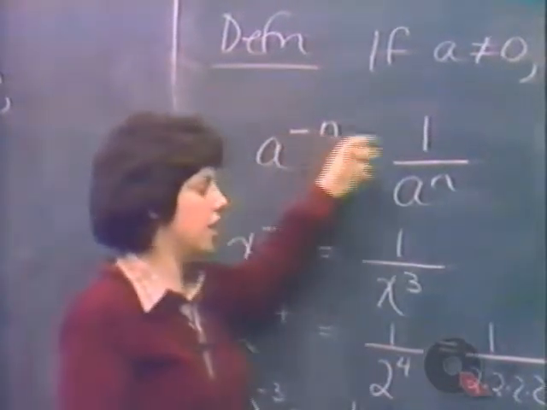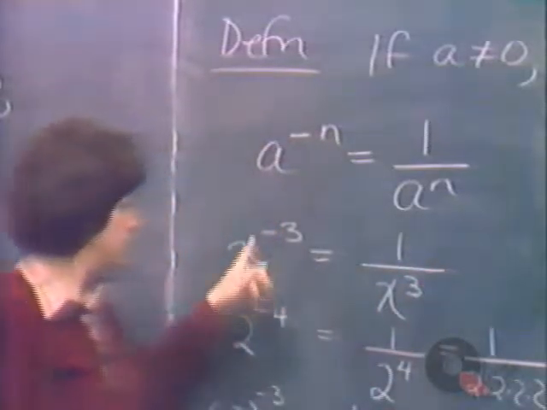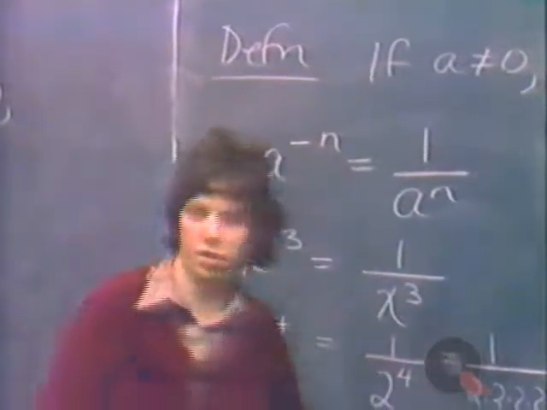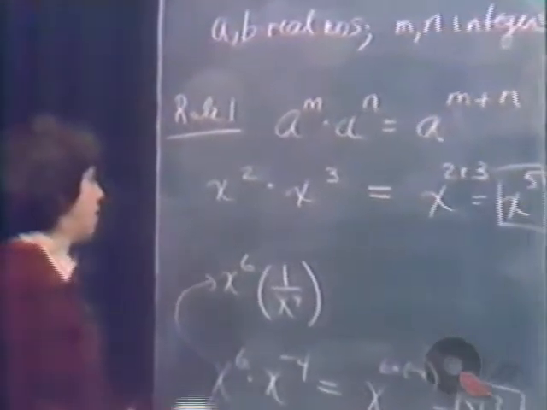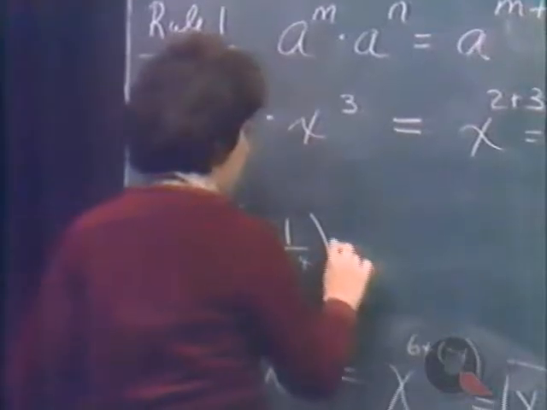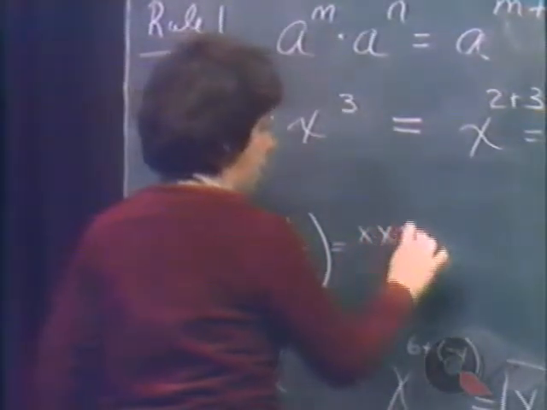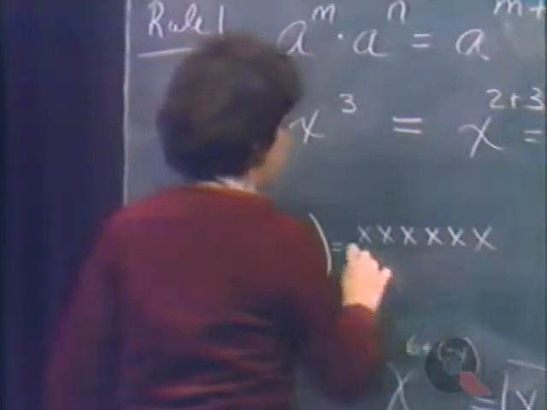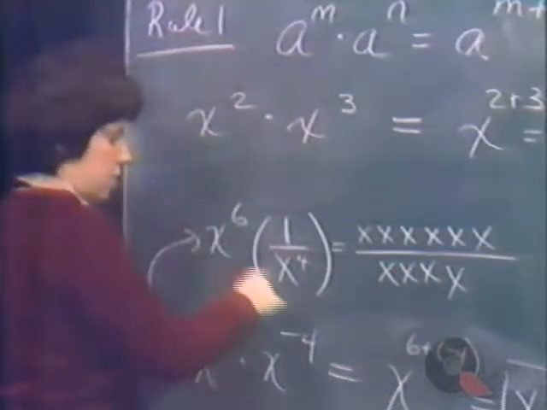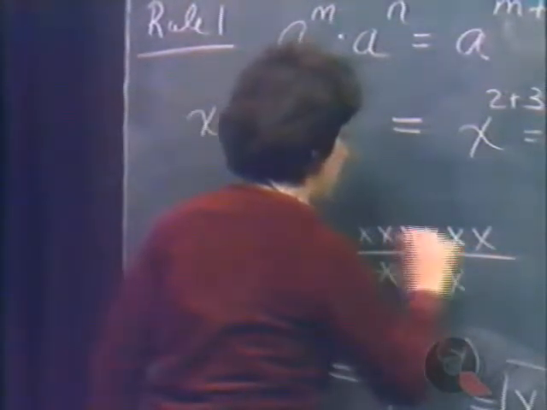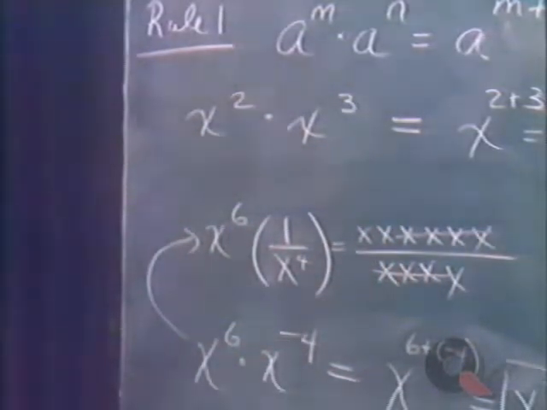This was the definition that I gave you. A to the minus n is 1 over a to the n. X to the minus 3 is 1 over x to the 3. So x to the minus 4 is 1 over x to the 4th. And then, of course, if you have x to the 6th over x to the 4th, that's x as a factor 6 times divided by x as a factor 4 times. And, of course, you will simply be left with x squared.